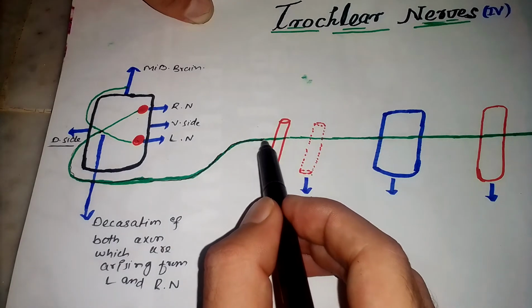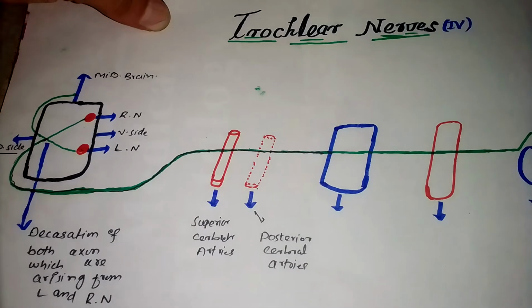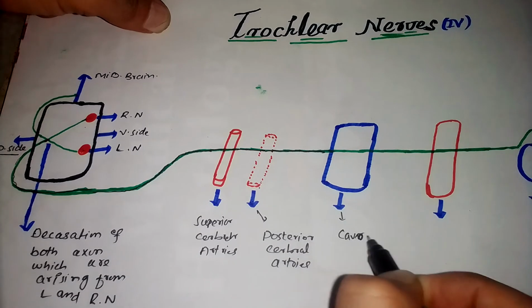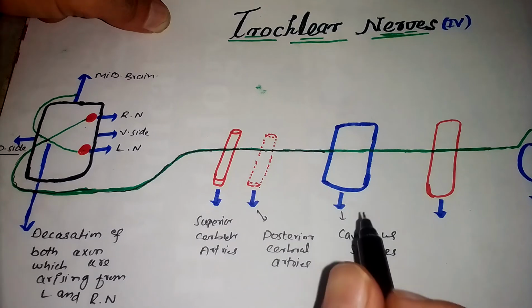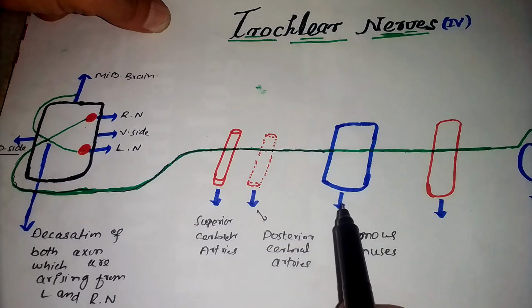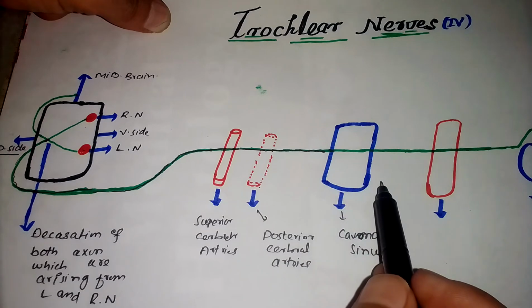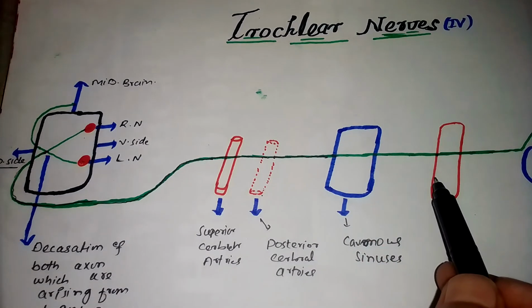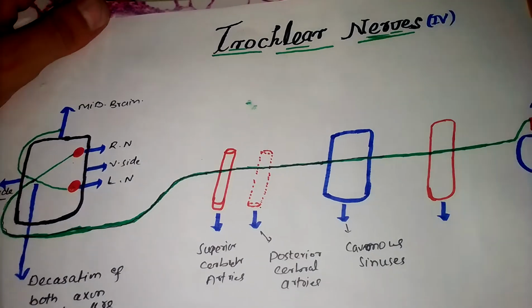When they move between these two arteries, they will pass toward the cavernous sinus. So this is the cavernous sinus. Okay, but here they will pass on the lateral side of the cavernous sinus. Okay, they will leave the skull on the cavernous sinus. After this, they will move toward the superior orbital fissure. So these nerves will move toward the superior orbital fissure.